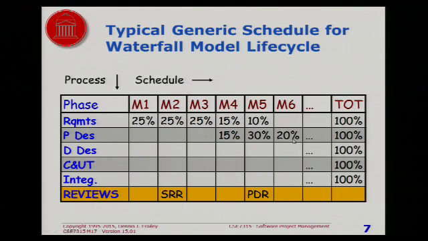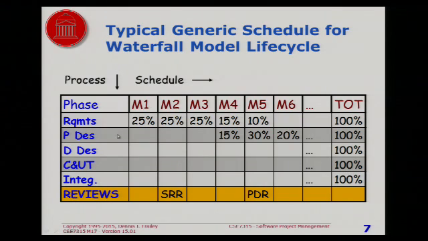Now, this tells you during month 1, all the people I have working for me are going to be working on requirements. During month 2, same thing. During month 3, same thing. During month 4, I'm going to have some working on requirements and some working on design, and so forth for the rest of the cycle.